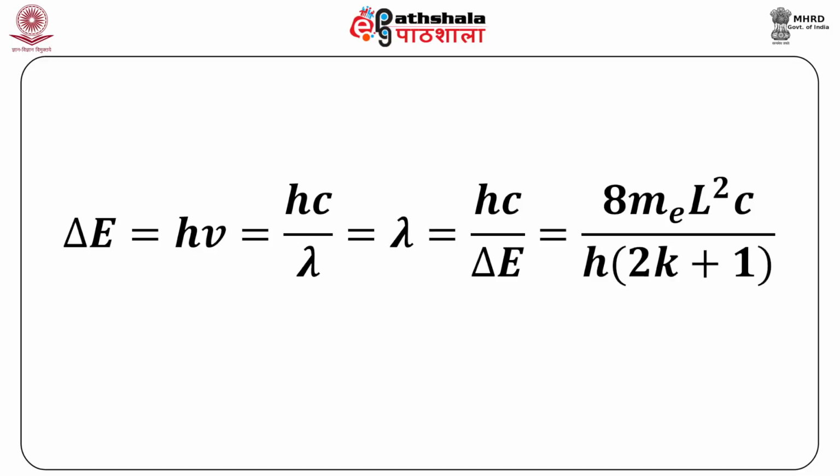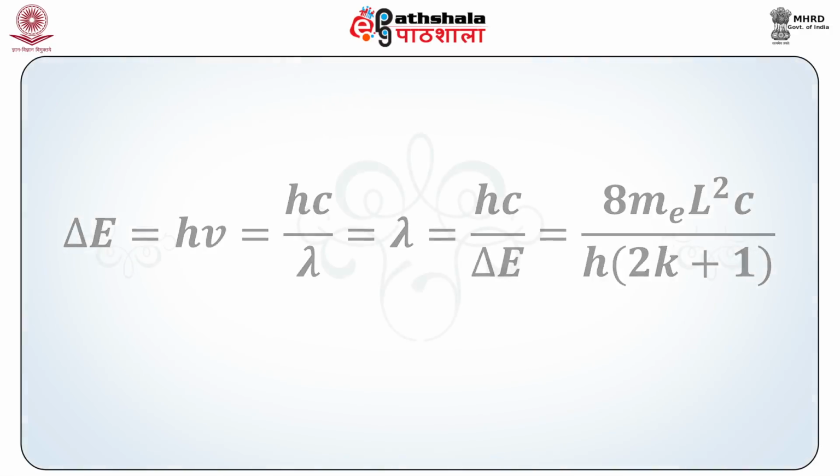So you have L square in the numerator and 2k plus 1 in the denominator. So that means it is roughly proportional to L. As you increase the conjugation, the longest wavelength transition lambda also increases, and this is what we expect to be the effect of larger conjugation.